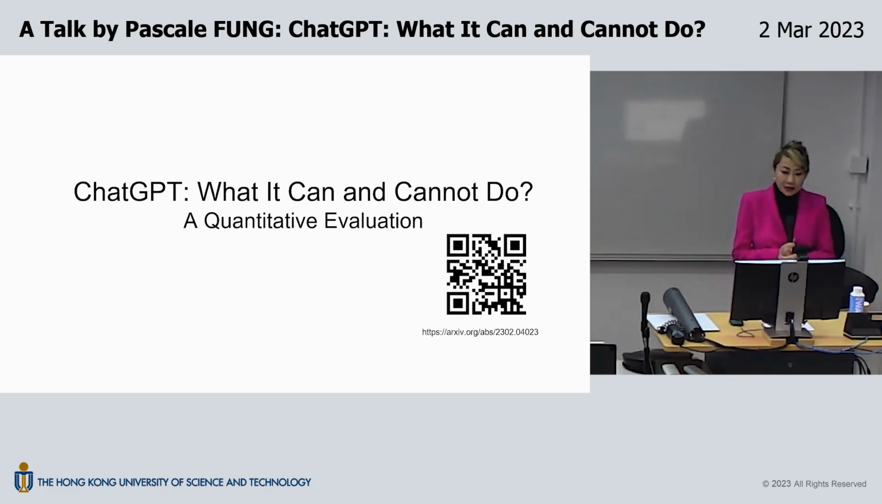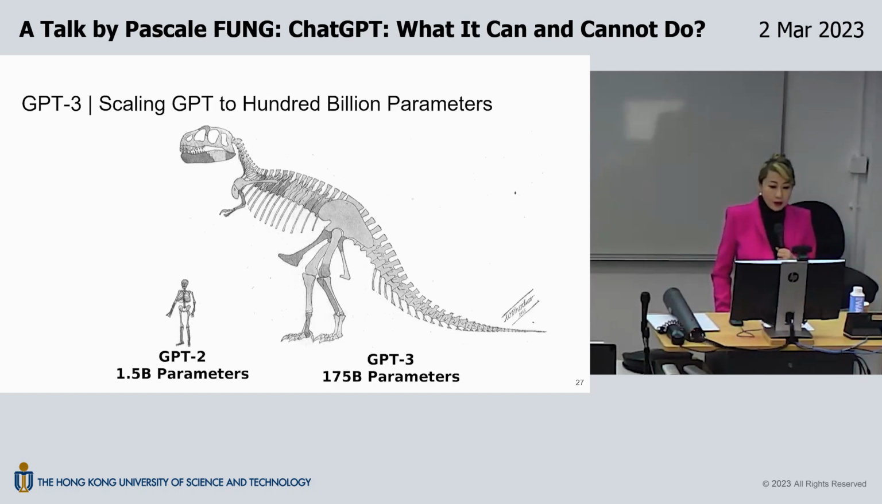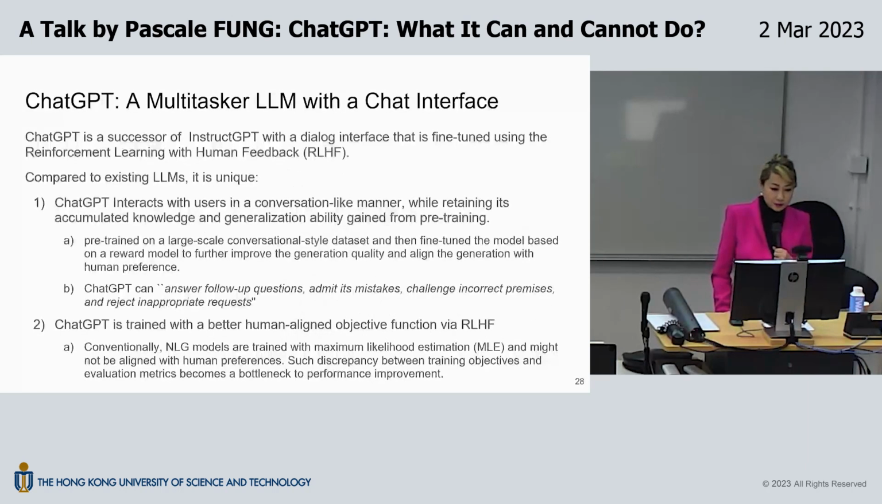So now I want to report on this evaluation paper. And so again, you can download this paper, and it contains more details. So GPT-3 scaled GPT to hundreds of billions of parameters. All right, went from 1.5 billion in GPT-2 to 175 billion in GPT-3. ChatGPT, as I mentioned earlier, is a successor of InstructGPT with a dialogue interface that is then fine-tuned using reinforcement learning with human feedback. So people ask me, why is ChatGPT so popular, so powerful? It is unique compared to existing large language models. It interacts with users in a conversation-like manner while retaining its accumulated knowledge and generalization ability from pre-training.